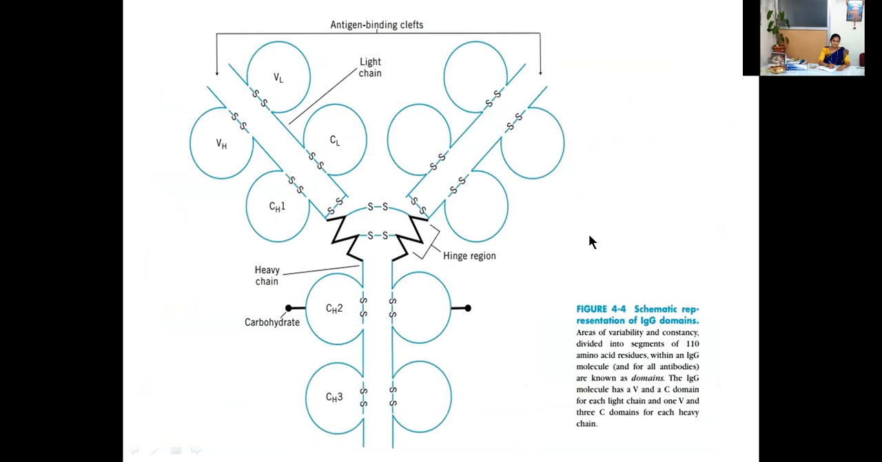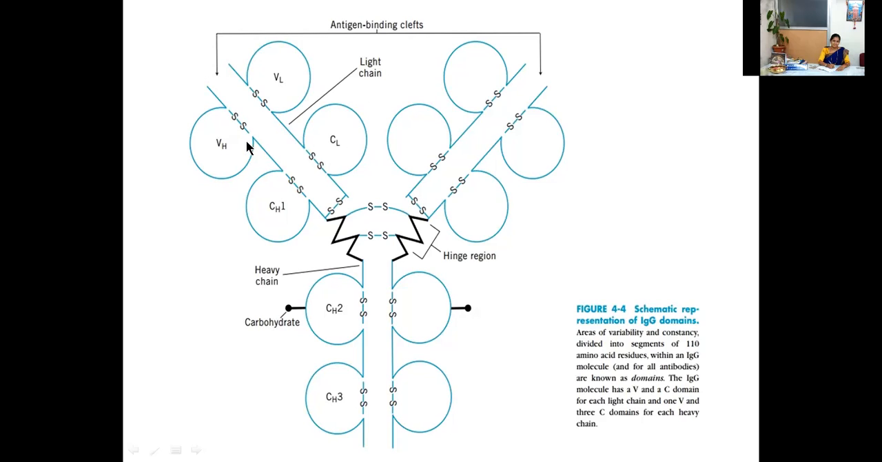This is the general structure of the immunoglobulin, where you could see the presence of the light chain. This is the antigen binding region. Here you can see the variable light chain. This is the disulfide bond, and this is known as one domain. This is the constant light chain, and this is the variable heavy chain domain.